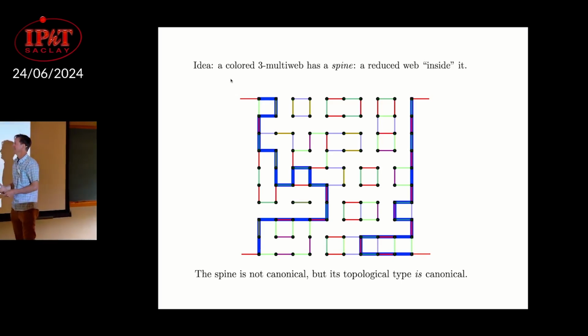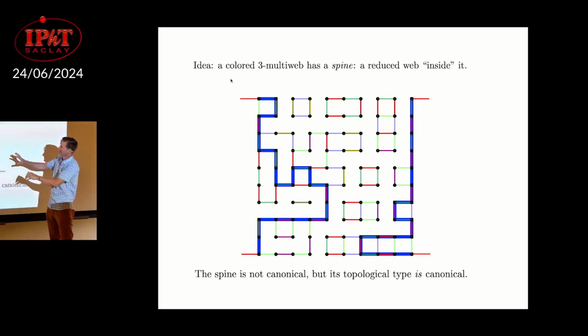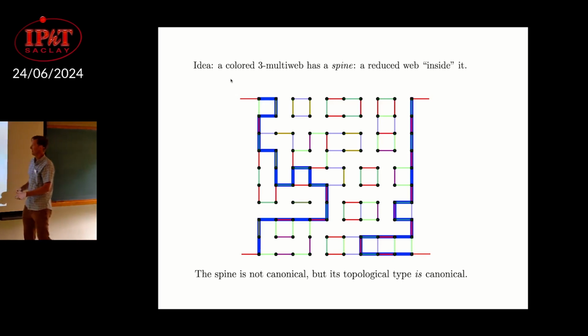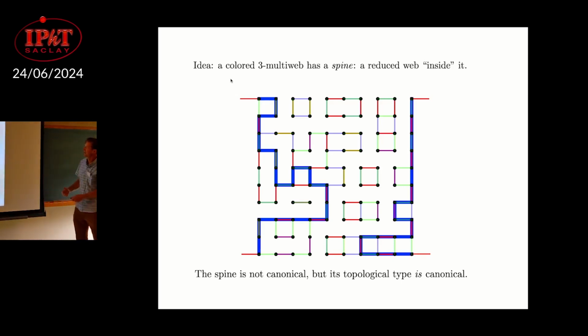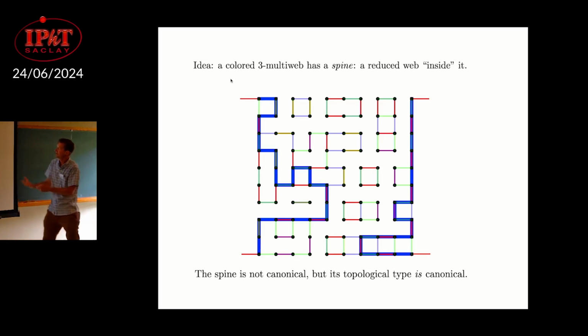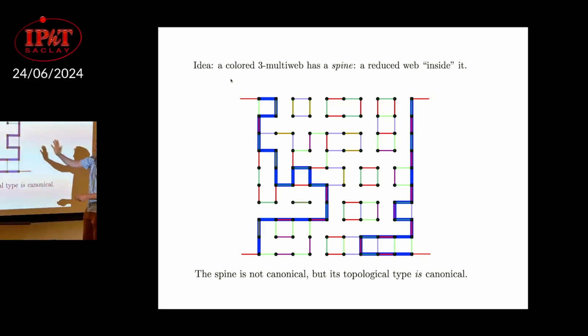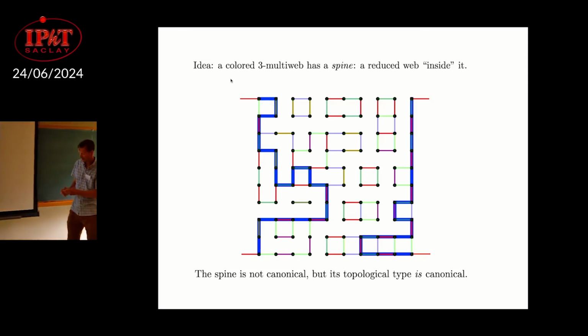The issue with this is, and I'll tell you how to find that spine, the problem is that the spine is not canonical. It depends on some order in which you reduce the web. But the topological type, the way it connects the boundary points together, is canonical. So there is still something left to observe, which is the topological type of the boundary connections, even though the actual blue curve here might not be canonical itself.